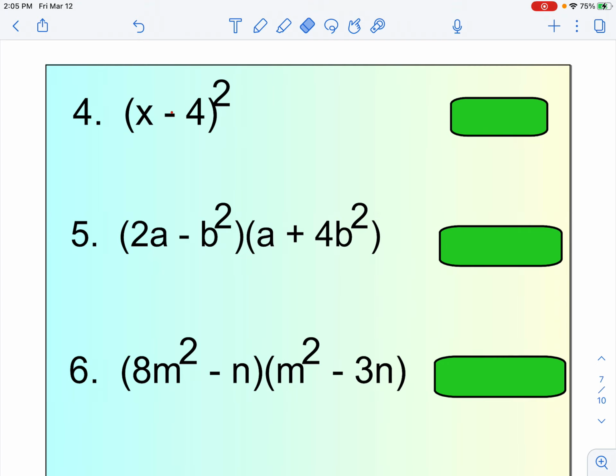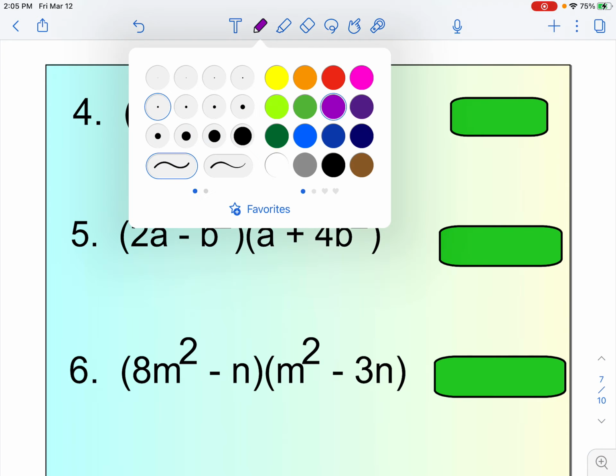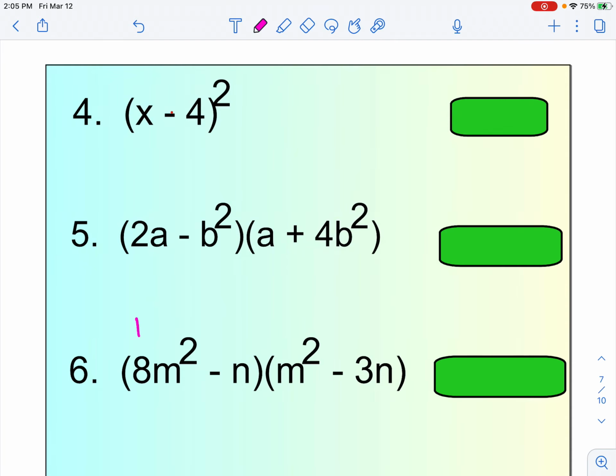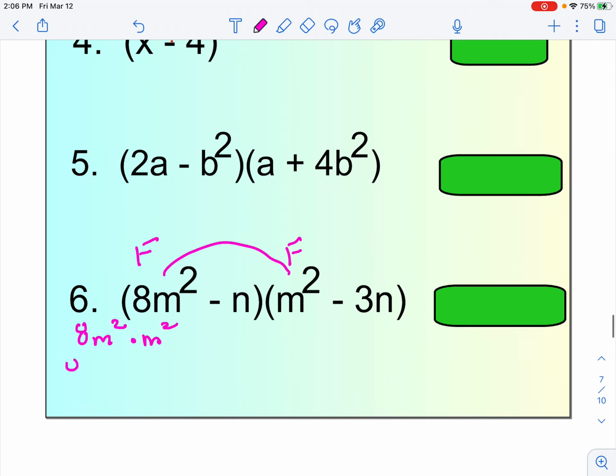I'm going to have you try number 5 on your own, and then check back to the notes. I am going to do number 6 again with you using FOIL. So again, here's our first term, here's our first term. This gets a little more complicated because now we have 8m squared times m squared, and so that's going to give us 8m to the 4th.